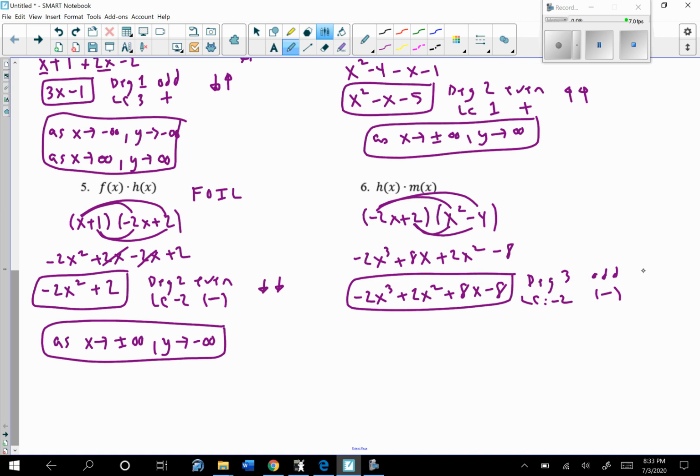So odd negative means the left end is going up and the right end is going down. So as x approaches negative infinity, your y values are going to go towards positive infinity. And as x approaches positive infinity, your y values go towards negative infinity.